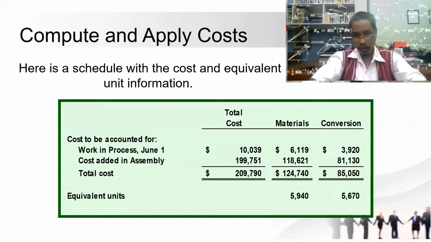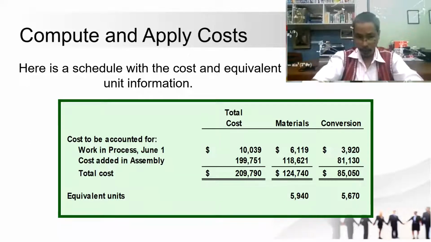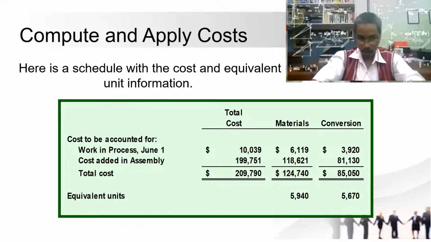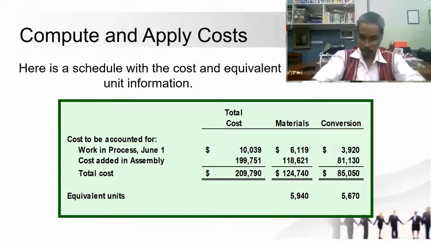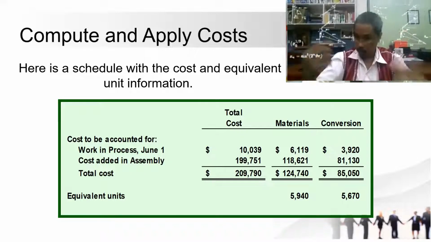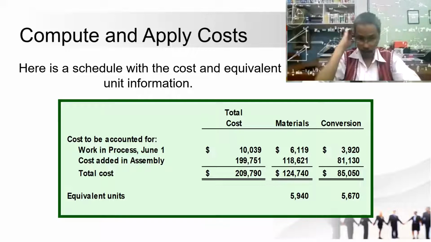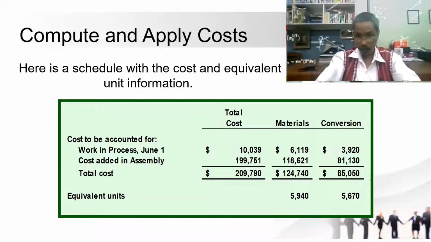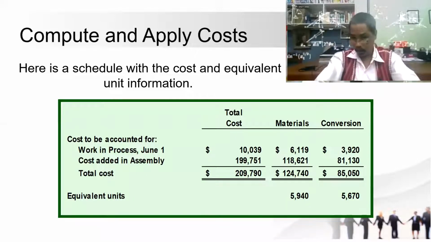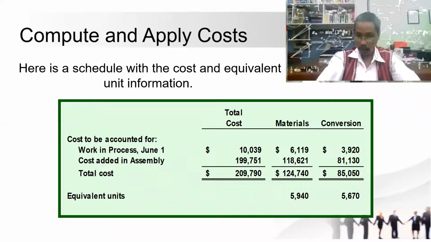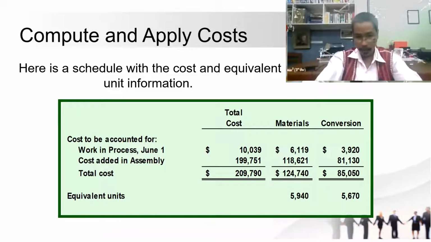Here is the schedule with the cost and equivalent unit information. We have a table: cost to be accounted for, work in process. Of course, we know this because we will count the inventory. We know this. Cost added in the assembly, we can compute this. A total cost, we can total it, and afterwards we can calculate the equivalent units.